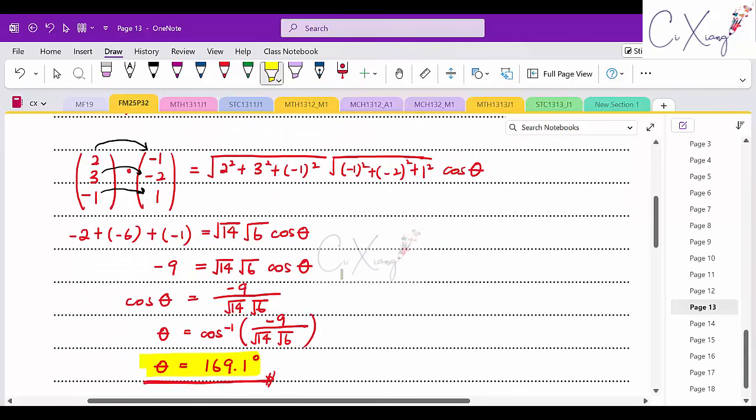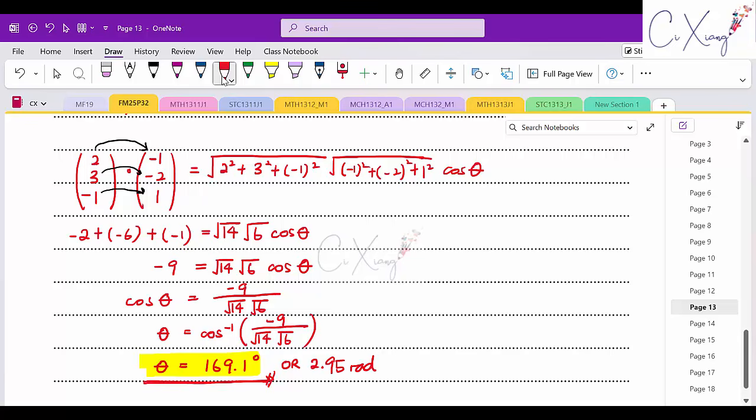radian form, that also can. So for degrees, it should be 169.1. Then let me check what the value is for radians. Okay, so multiply by pi divided by 180. So by right, I'll get 2 point, if I didn't make a careless mistake. So the answer for radians should be 2.95 radians. Okay, so this is how we solve question number 8.